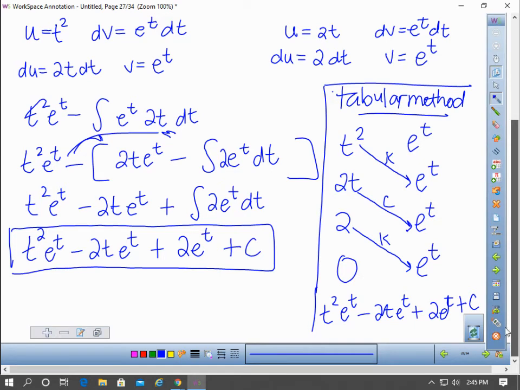So now compare that answer to the one we got over here, and it's exactly the same answer. Woohoo! Yay! All right, so this is the tabular method. Works great when you have a polynomial as part of one of your pieces.